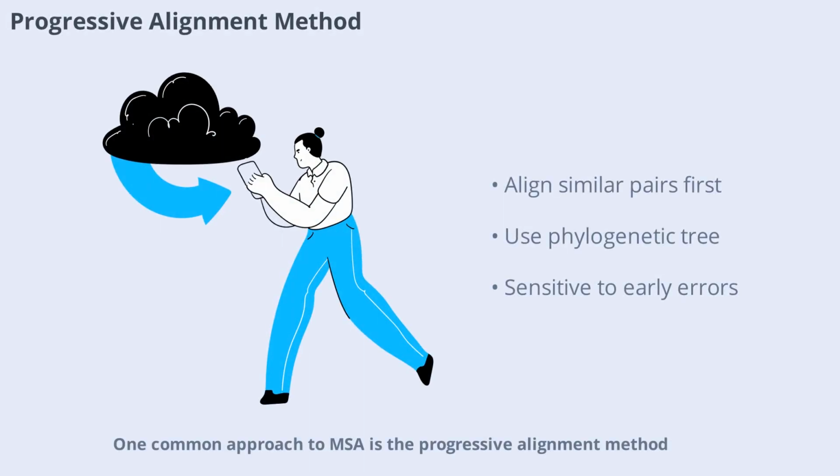A common approach to MSA is the progressive alignment method. This technique starts by aligning the most similar pair of sequences, then gradually adds more sequences to the alignment. The process is guided by a phylogenetic tree, which helps determine the order of alignment. Progressive alignment is fast and works well for many datasets, but it can be sensitive to errors made early in the process. Understanding its strengths and limitations helps you use it effectively.